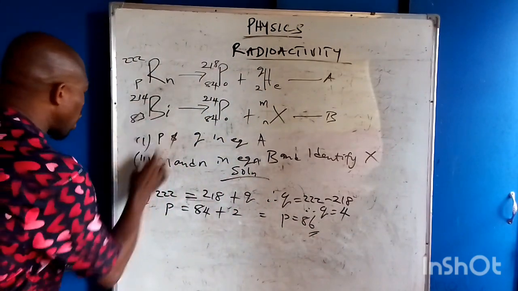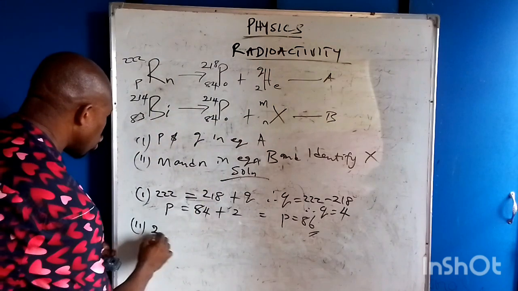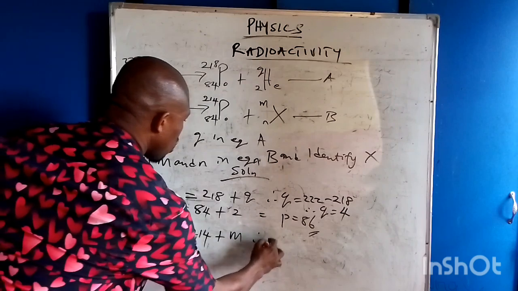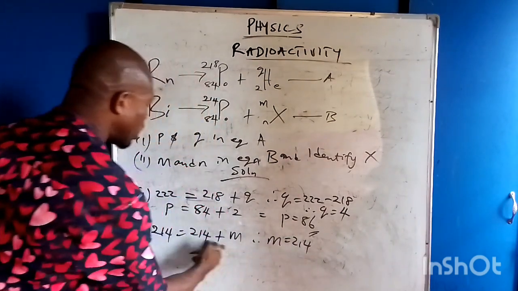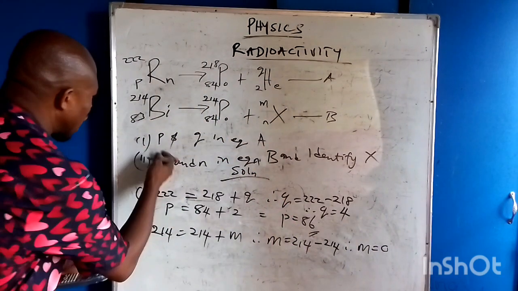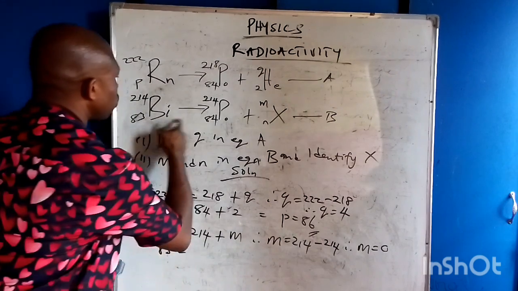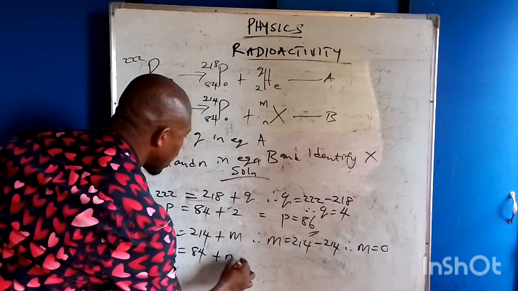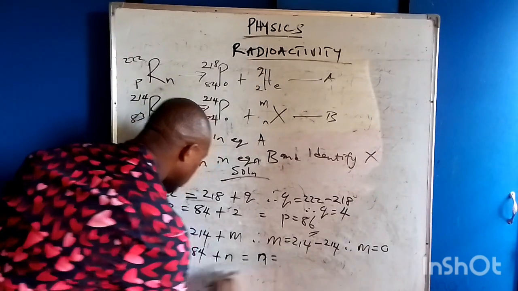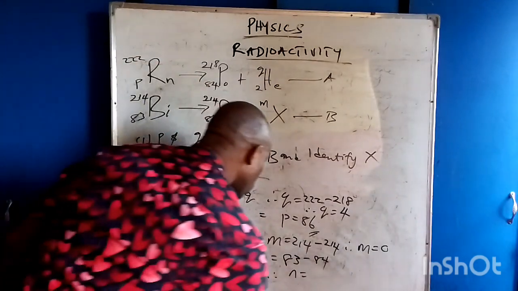Now, for the second one, M and N, the same way, equate all these mass numbers. That means 214 is equal to 214 plus M. Therefore, M is equal to 214 minus 214. Therefore, M is equal to 0. Now equate the atomic numbers, which will give us 83 is equal to 84 plus N, which will give us N is equal to 83 minus 84. Therefore, N is equal to minus 1.